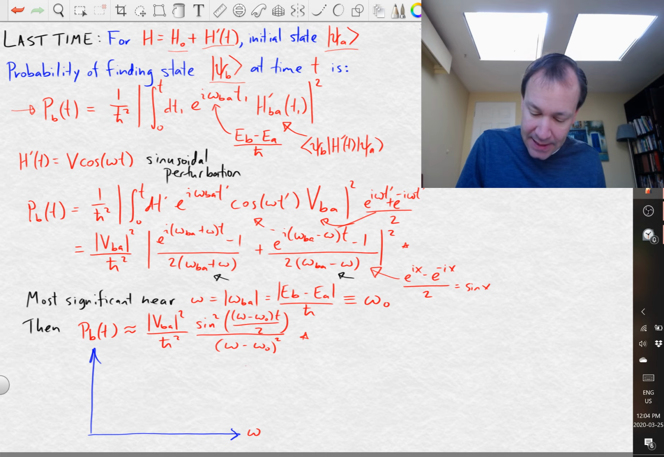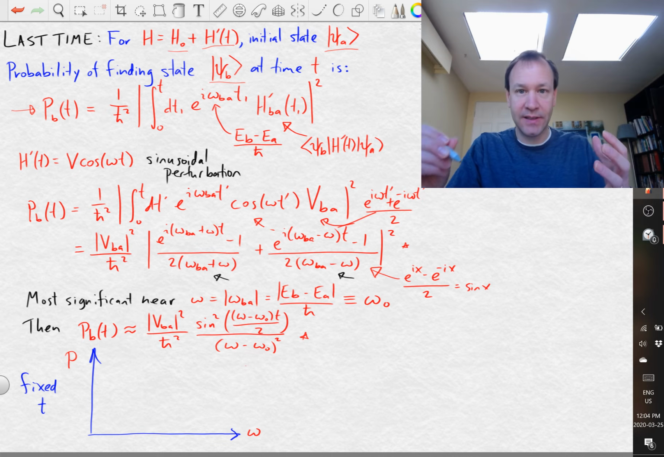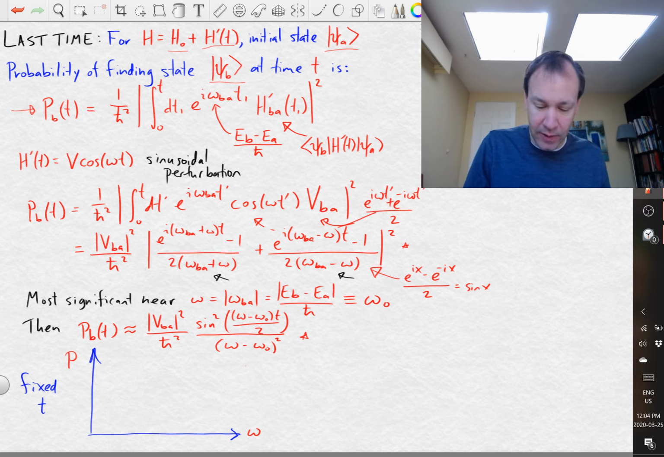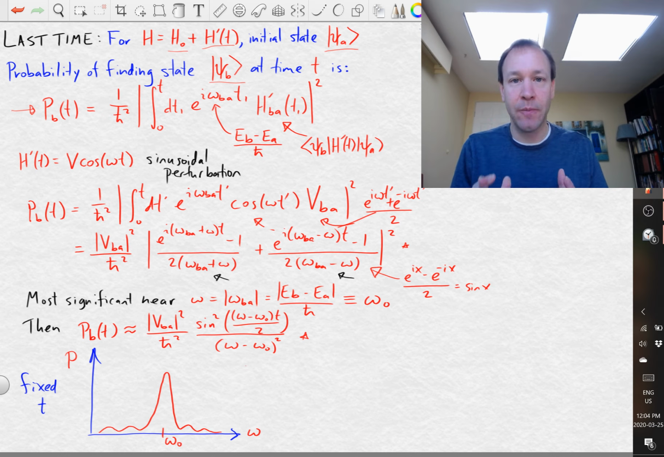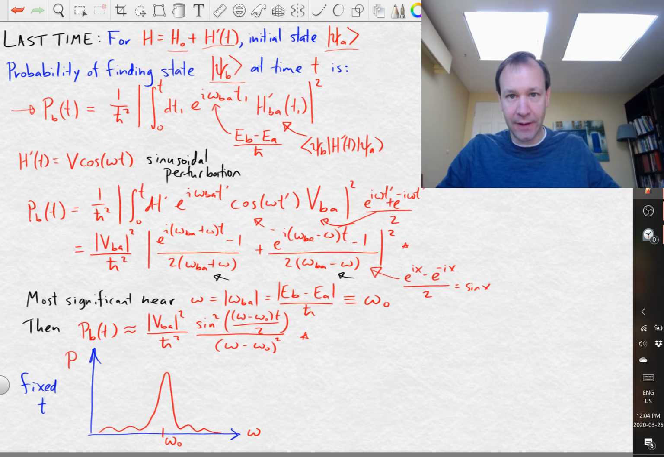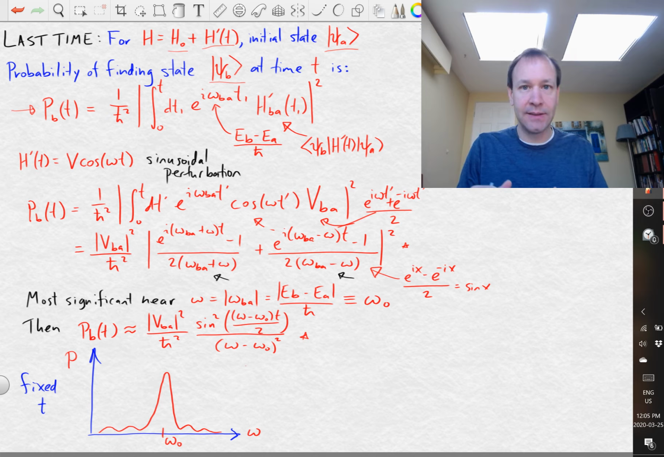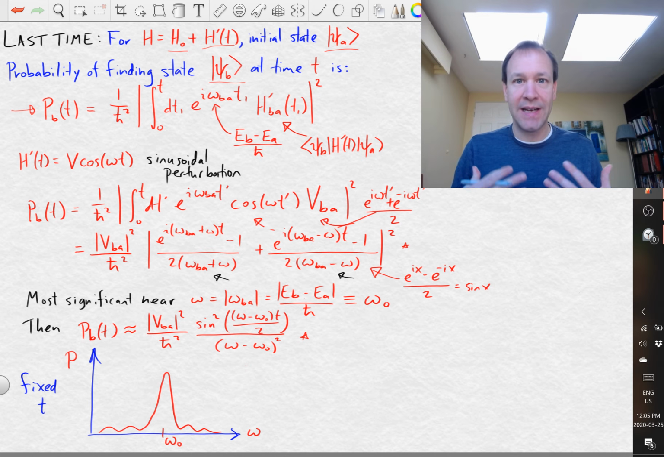So on our x-axis here, this is going to be the driving frequency of our system. And on the y-axis here, it'll be the probability. And we're going to plot this at a fixed time t. Okay. So what does this function look like? It's like sine squared x divided by x squared, and it looks like this. Where this guy is omega 0. So you see that the probability is sharply peaked at omega equals omega 0, and then it falls off. If the driving frequency is not very similar to this natural frequency that we get from the difference of energies, then we're not going to have a very big effect.